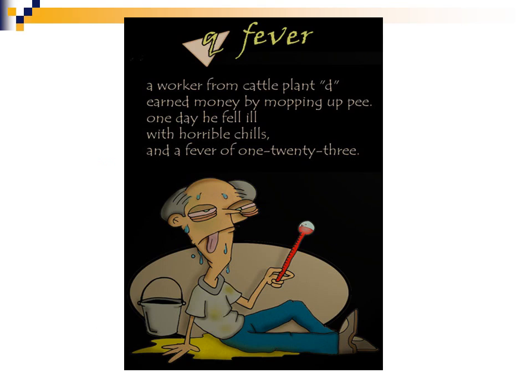So here's a little poem about Q fever. A worker from cattle plant D earned money by mopping up P. One day he fell ill with horrible chills and a fever of 123.